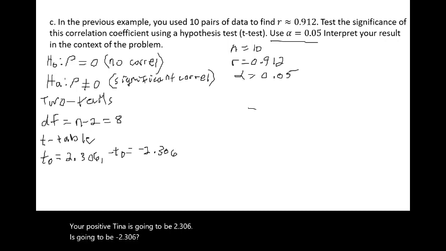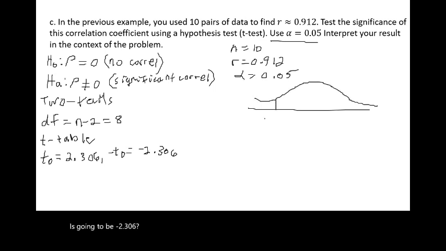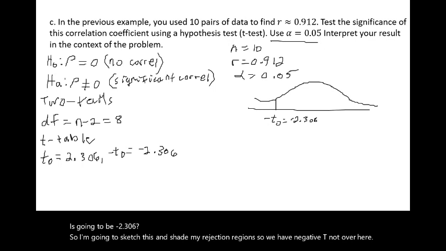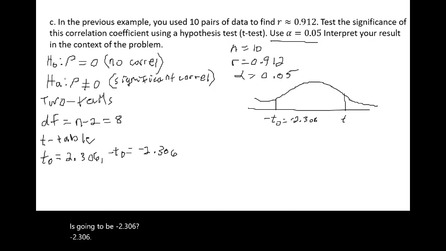So I'm going to sketch this and shade my rejection regions. So we have negative t naught over here, negative 2.306. And then we have positive t naught over here, which is positive 2.306.